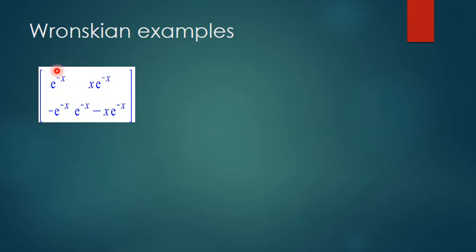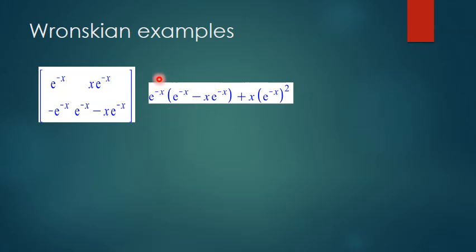So here's my f, and here's my g. This just happens to be a solution to the differential equations we did earlier. And so here's the derivative of f, and here's the derivative of g. I find the determinant, which is this. And so what I want to do now is simplify this, and if I do, I get this expression right here, and that is not equal to 0.